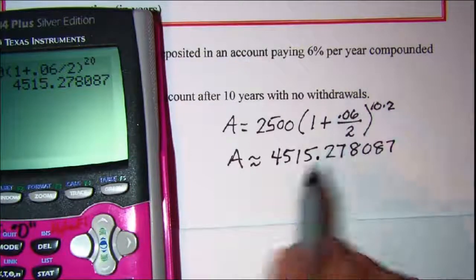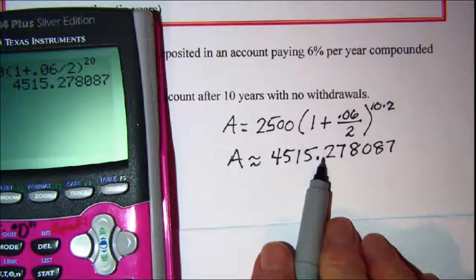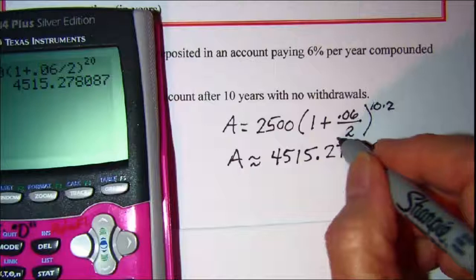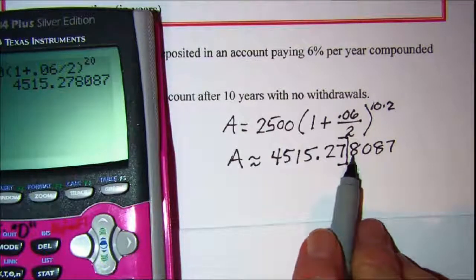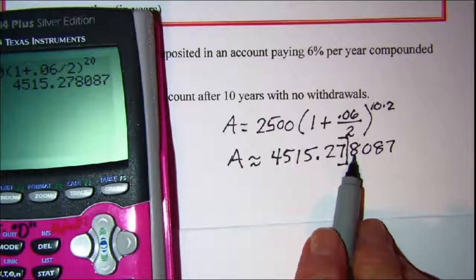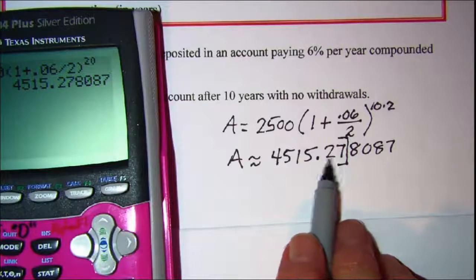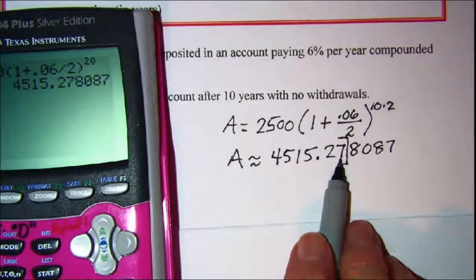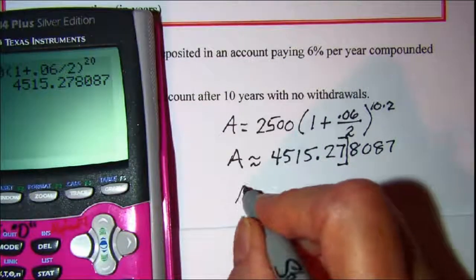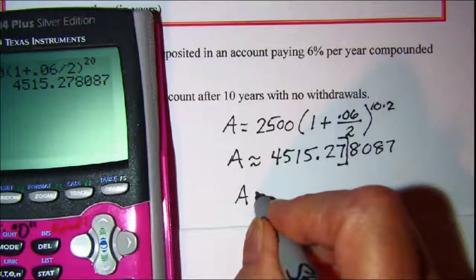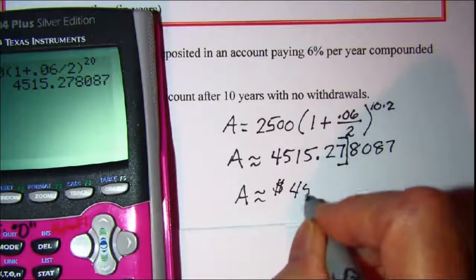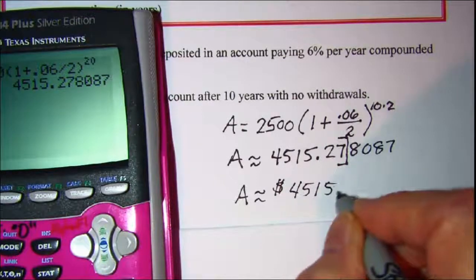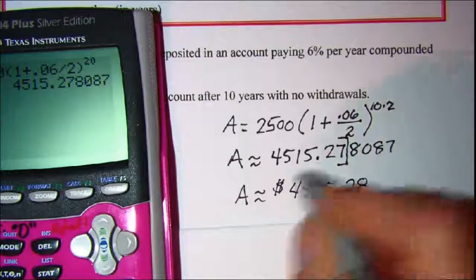4,515.278087. Now this is the money amount, so we're only going to keep 2 decimals. Since the number to the right of the 7 is more than 5, that means we're going to bump this number up from 27 to 28. So my amount in the account after 10 years is $4,515.28.